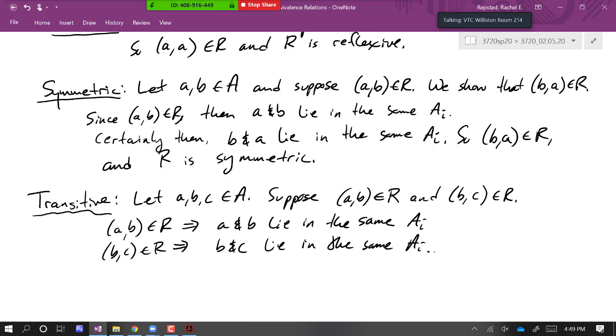Now here's where we have to be careful. It seems obvious that A and C would have to be in the same A sub I, but it's not obvious. We have to appeal to the fact that we have a partition. Since these A sub I's are a partition of the set A, that means that they are not overlapping. If they overlap even just a little bit, they have to be the same set entirely. Because in general, sets can overlap a little bit.